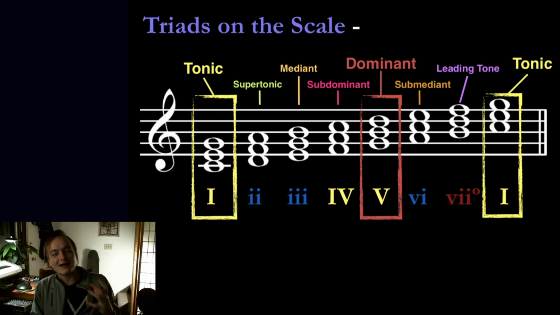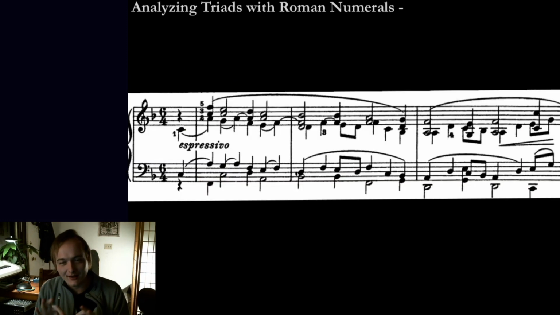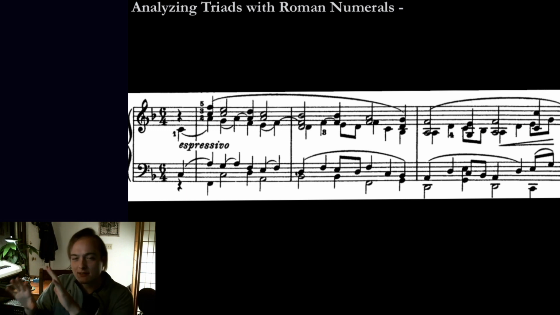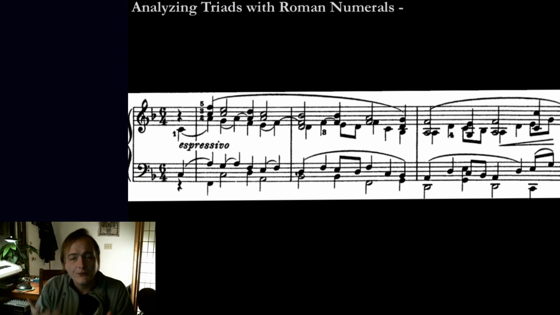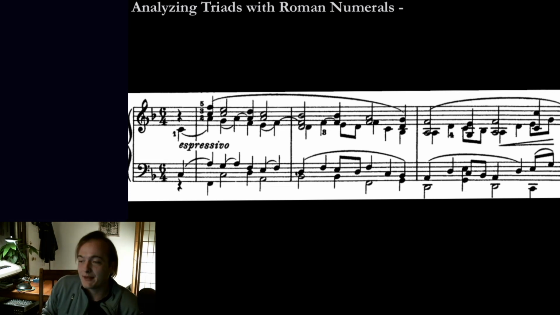So good. With all that interesting knowledge on triads on the scale, we can then return to the Brahms and see if we can do a little bit of analyzing triads with Roman numerals. And this example is a little bit more complex than the examples I'm going to give you in the homework. I just want to give a more complicated example here in order to show you how this process really goes, even though I'm going to start you guys more going step by step. But here's what the basic steps are.